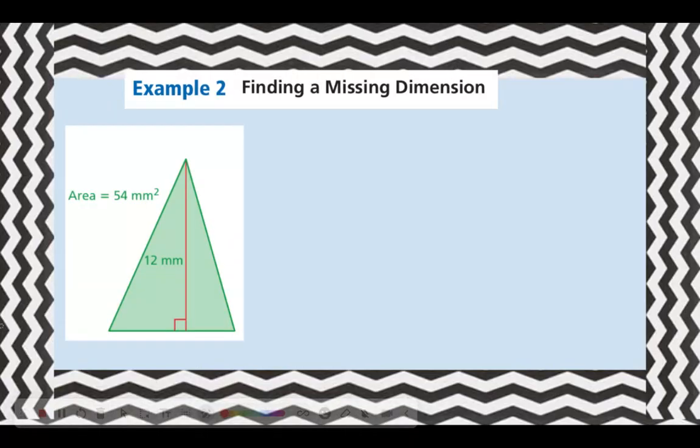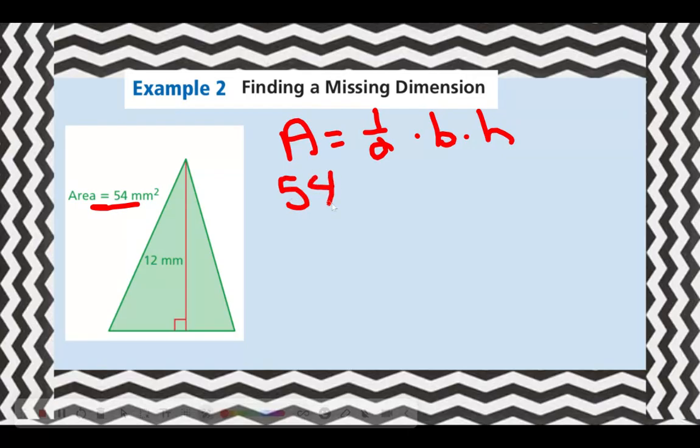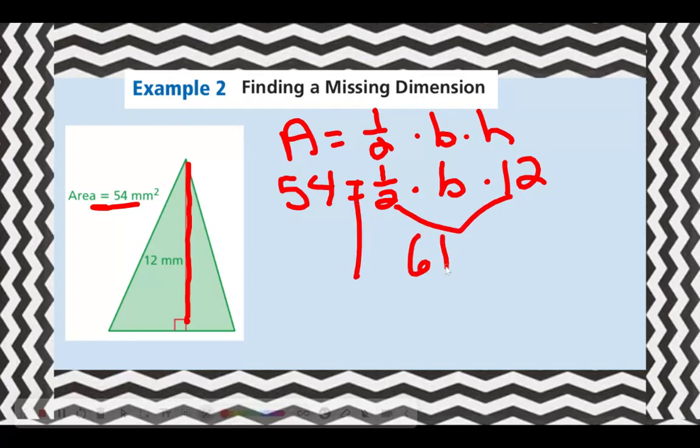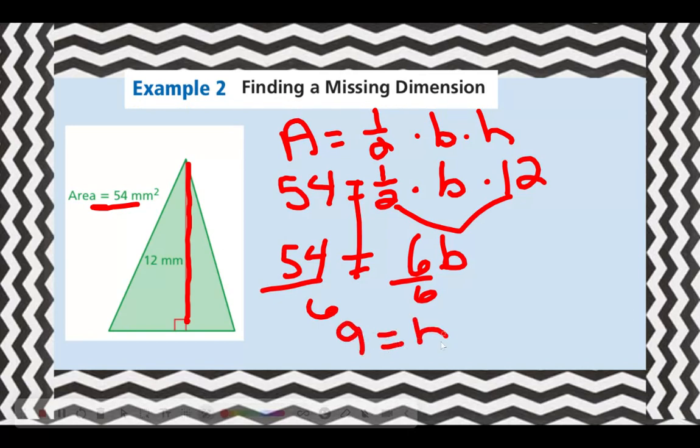Okay, this time we are looking for the missing dimension. So I write the formula down. Area equals 1/2 times base times height. This time I know the area is 54. 1/2 stays. I know my height line is 12, so I'm looking for the base. So now you just have a simple equation that you solve. Do 1/2 of 12, which is 6, so you have 6b equals 54. Divide by 6, divide by 6. 9 equals the base. So the base is 9 millimeters.